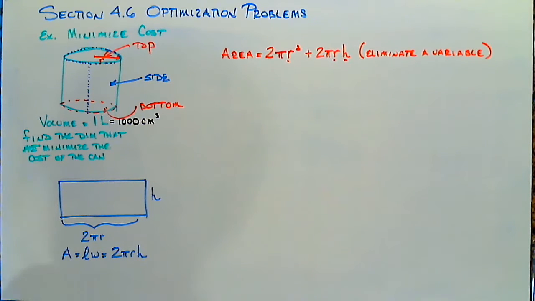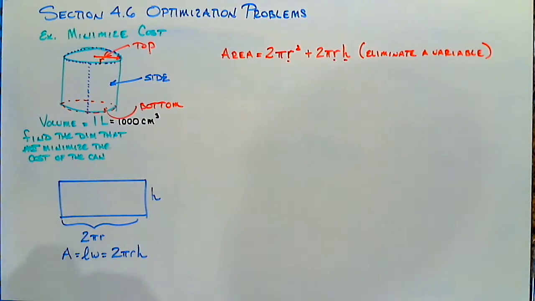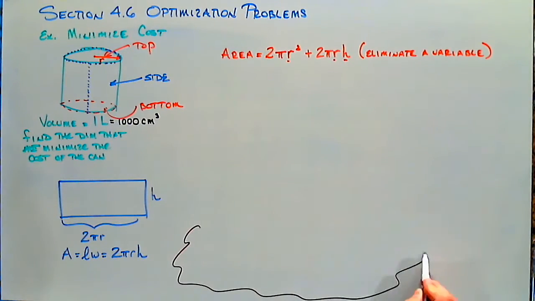Well, we're going to have to get rid of one of these variables. I think h is probably going to be the best one to get rid of, right? So, what are we going to have to do to get rid of that h? We need to know what the volume of the cylinder is. We'll do some scratch work down here at the bottom.